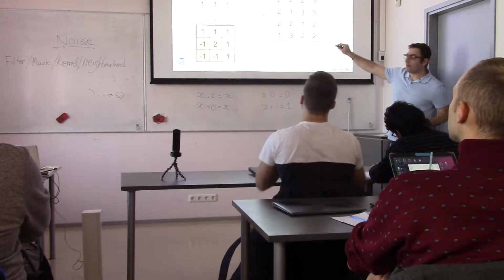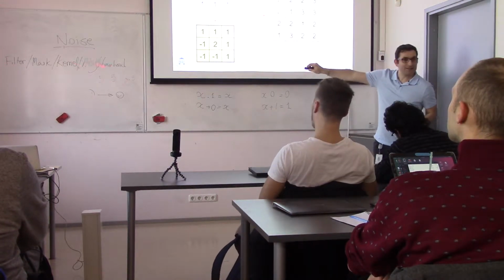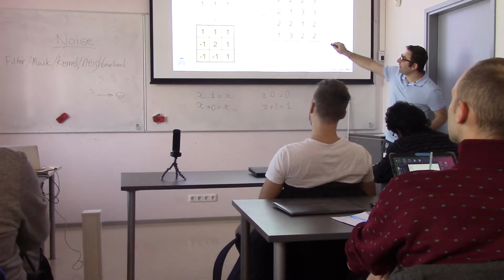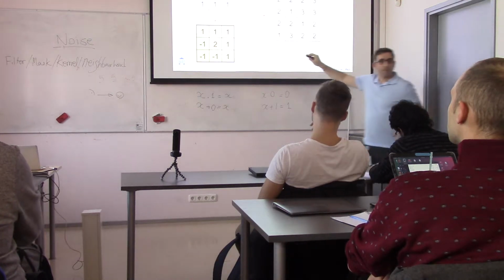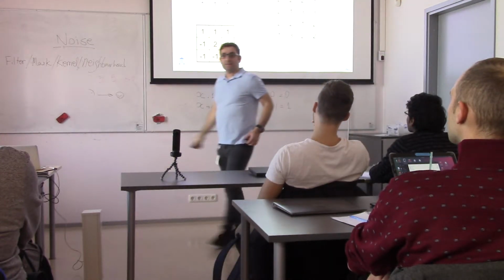Assume I have a kernel, a filter or a mask of 3 by 3, and these are the weights. Who will tell you what are these weights?